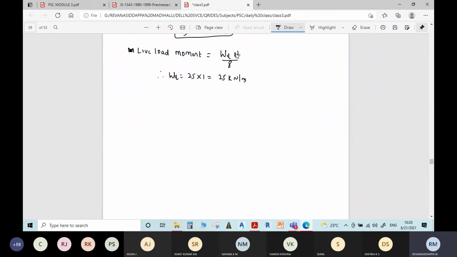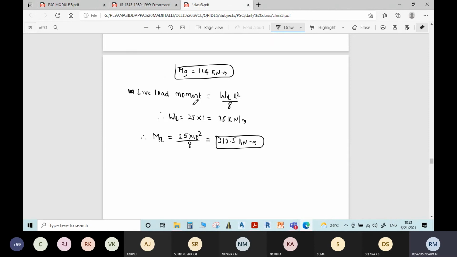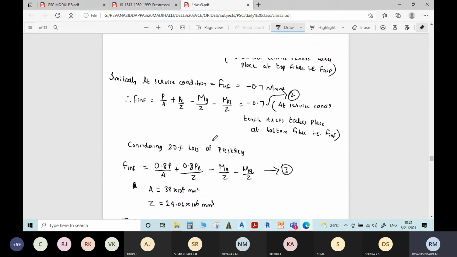The length of the slab is 10 meter. Therefore, the live load moment mq is equal to 25 into 10 square divided by 8. How much? 312.5 kilonewton meter.